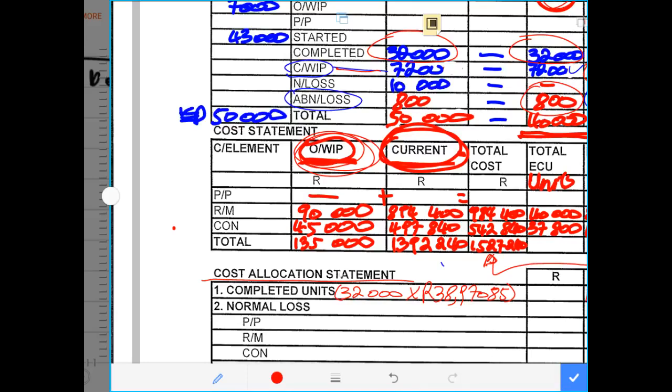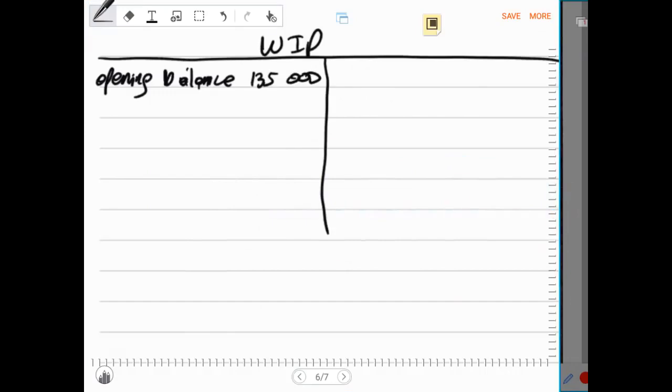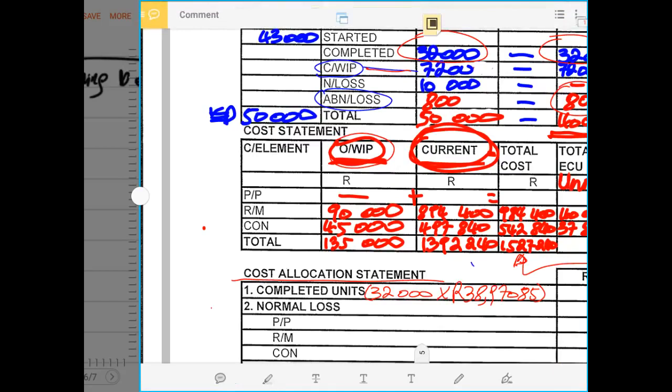So now the total at the bottom here will be the total of the opening work in process, because that is the opening work in process, and the total, which is raw material and conversion cost, that will be our opening balance. So now opening balance will be 135,000 rands. Where is that coming from? It comes from the opening column of the cost statement. Nothing has changed. It comes from the total of the cost statement, and that will be the opening balance.